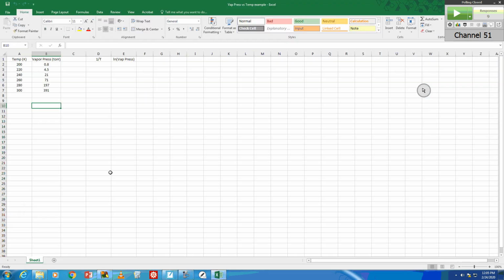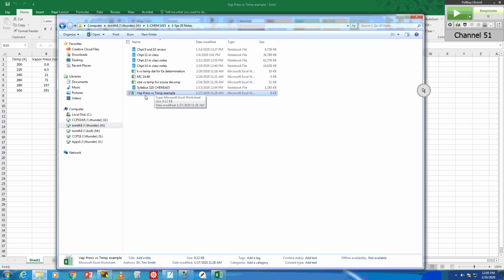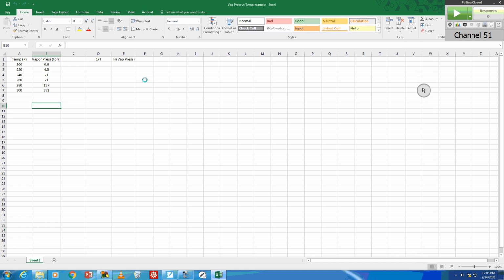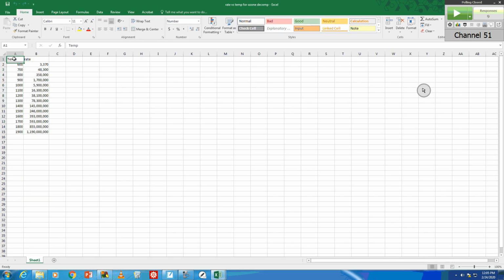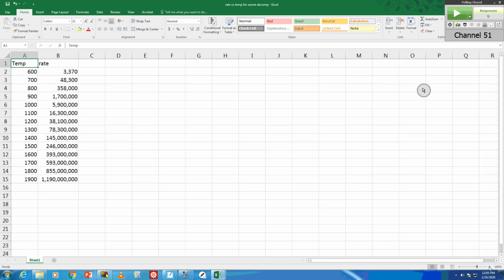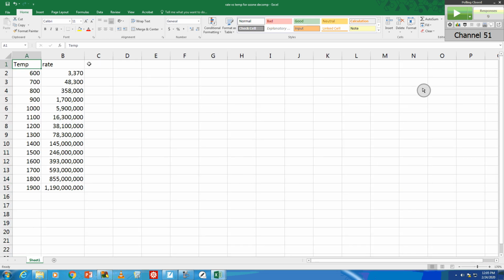Okay, so here is, no, that's not it. Select refresh. There it is, the ozone decomposition. Here's that data where it's the rate versus the temperature. I'm going to make it a little bigger so you can see it. So the other thing, I need to set this up so that it's 1 over T. All right, and then I need the natural log of k, the rate constant.